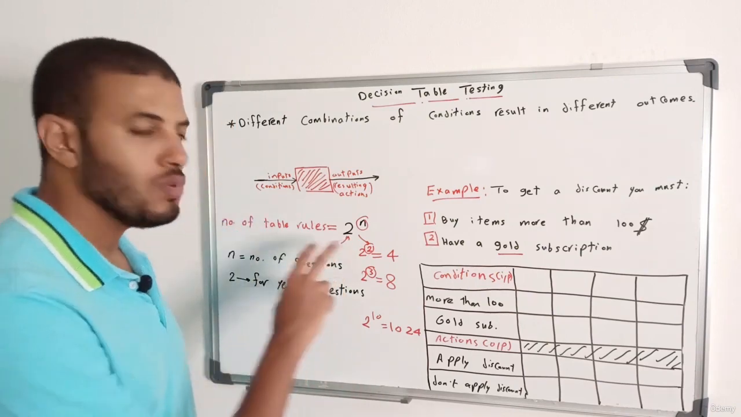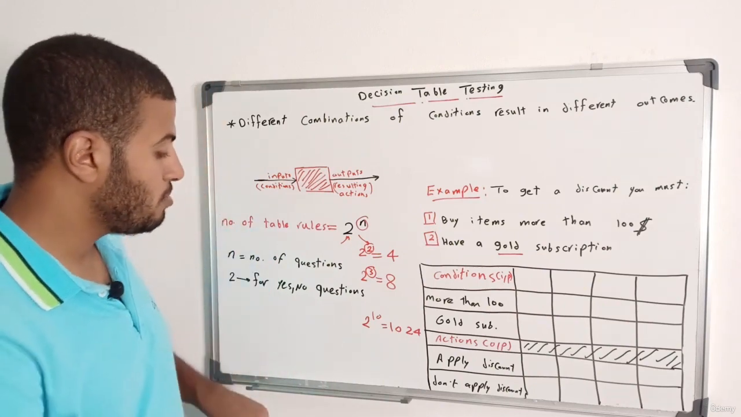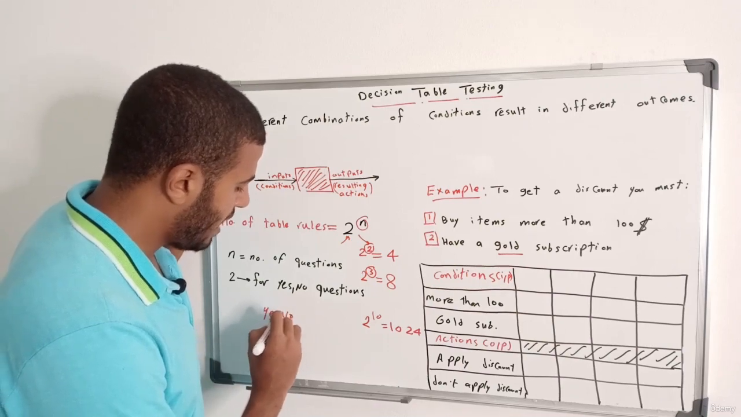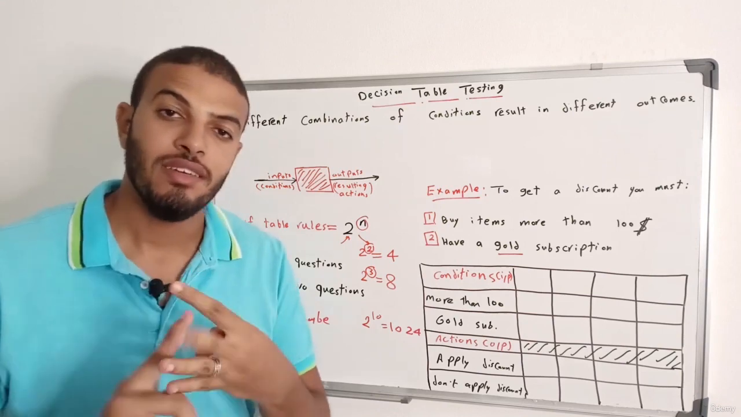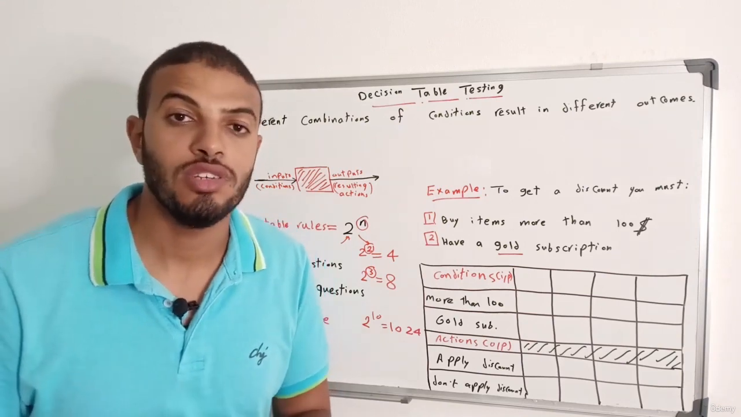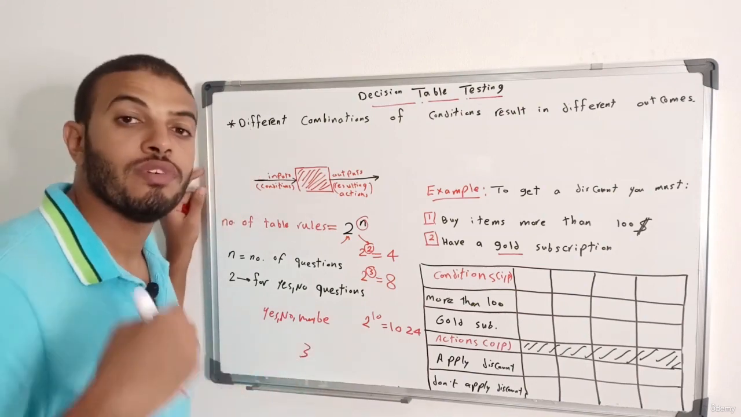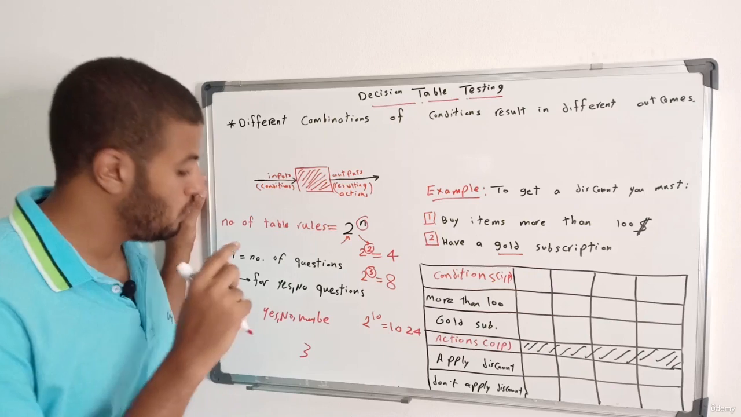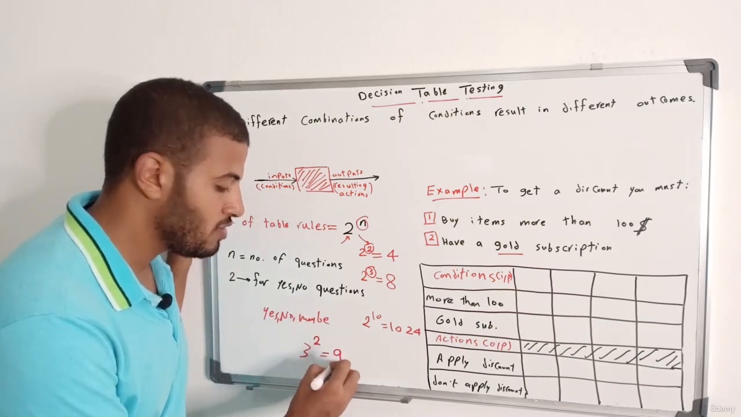Okay, like we said, 2 is for yes/no questions. But if my question, for example, has yes, no, and maybe, here we have 3 answers to my question. So here we will have 3 to the power of the number of questions. If we have 2 questions and each one of them was yes, no, or maybe, it will be 3 to the power of 2, which is 9.